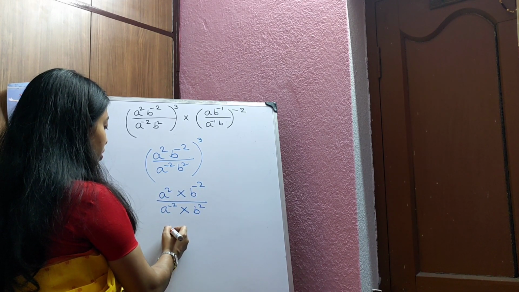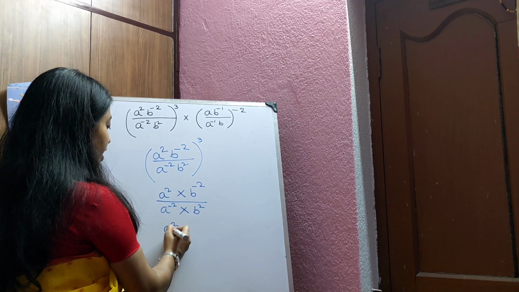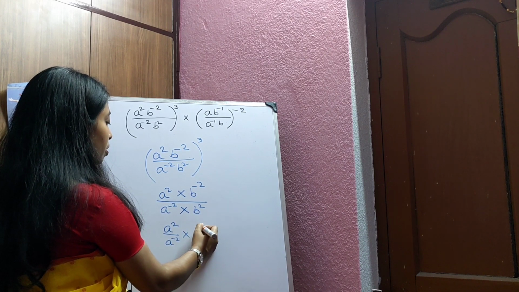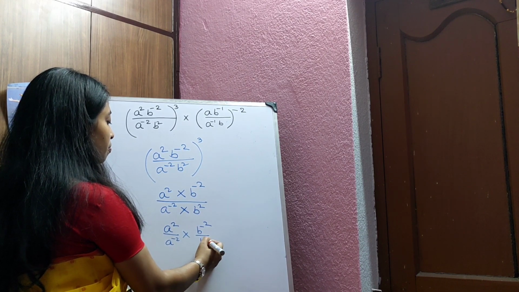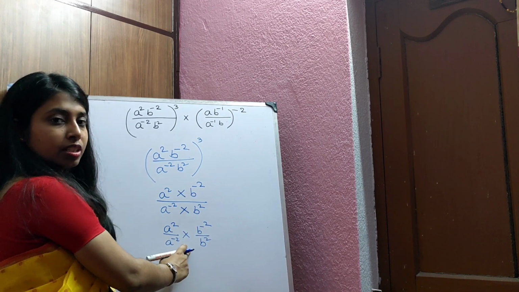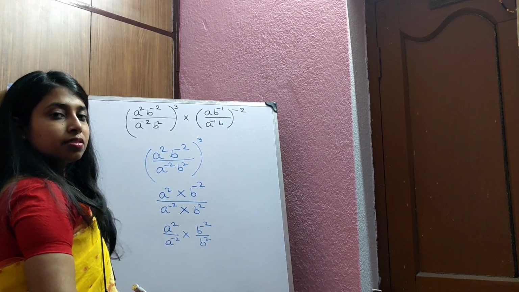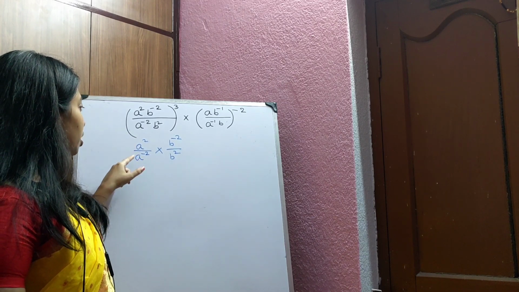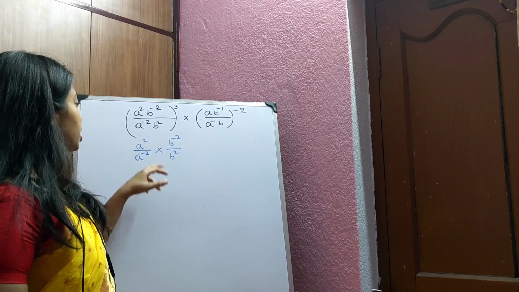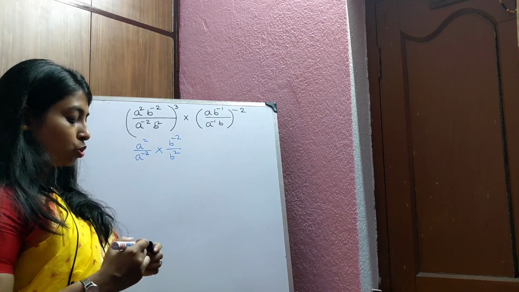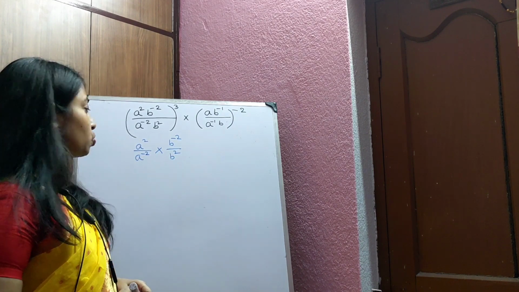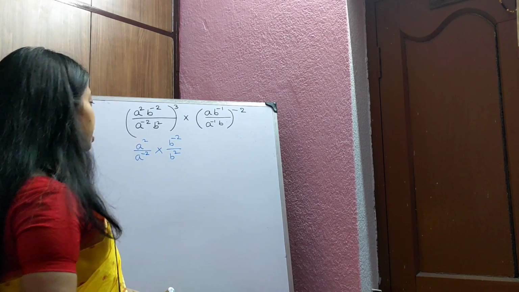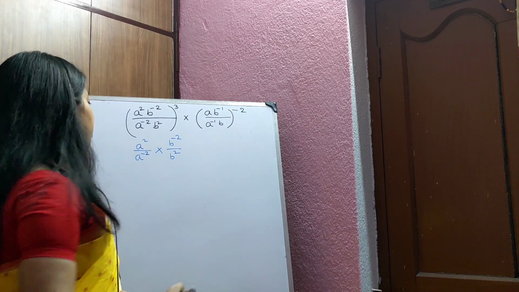So by breaking it, we can write it as a square divided by a to the power minus 2 multiplied by b to the power minus 2 divided by b square. This expression can be written as this by breaking. Now after writing this expression, we have the bases a the same but the powers different. In the numerator the power is 2 and in the denominator the power is minus 2, but the bases are same and there is a division sign in between. So by the laws of indices, the powers, that is the indices, will be subtracted from each other.